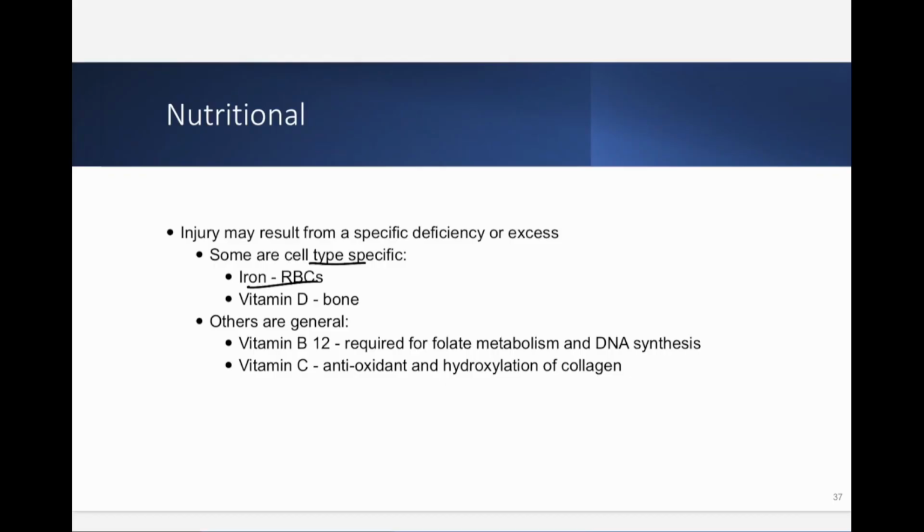Vitamin D in the bone, we talk about that a lot in physio. Others, B12 is needed, vitamin C. When you have vitamin C deficiency, that's scurvy, like with the pirates. B12, folate metabolism, and DNA. So if you don't eat the right foods, you don't have the right nutrition, you will have some cell injuries because you don't have the nutrients.